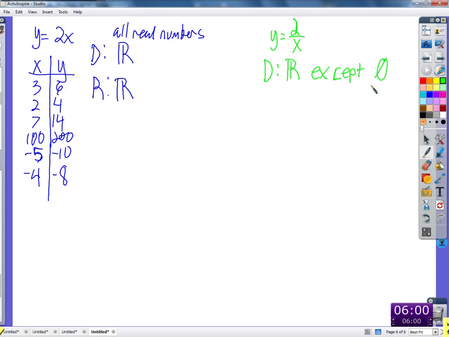Let's look at the range. Okay. So now, it's not so easy as to say what numbers can I divide into two or what numbers can I divide two by. Now we have to think, what numbers can happen when I divide 2 by a number? Right? So we ask ourselves kind of the same question. Can I get a big number by dividing 2 by another number? Can I get like a million? How would I get a million? 2 divided by 2 million? Yeah. 2 divided by 2 million is going to be 1 over a million. That's going to be pretty small.